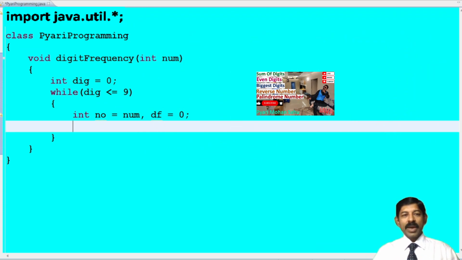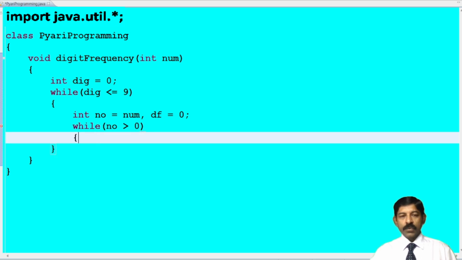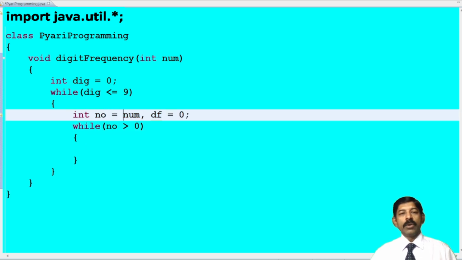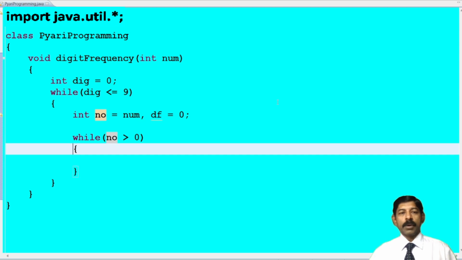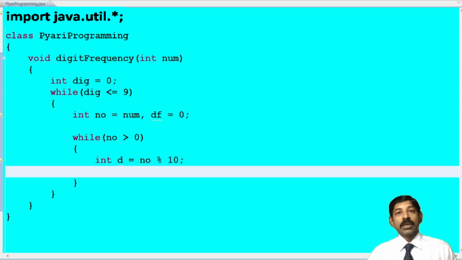So we'll begin the magic. While number is greater than 0, be careful, I am taking no, not num, where num is the original number and no is the backup of the number. I am using the backup number. Now I am extracting the digit. int d is equal to no modulo 10. After getting the digit, what will I do?